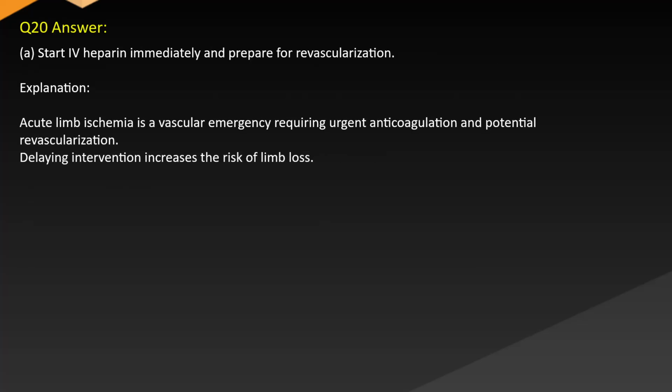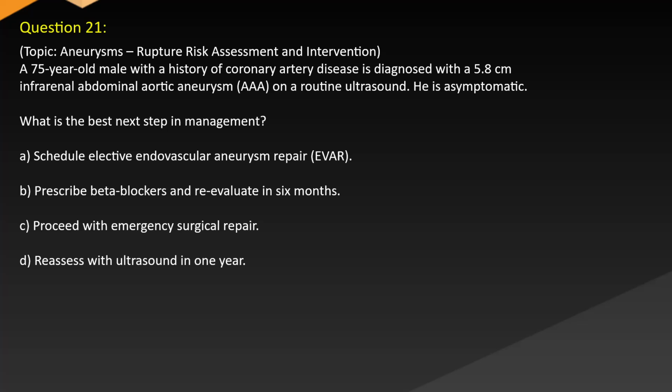Answer: A. Start intravenous heparin immediately and prepare for revascularization. Explanation: acute limb ischemia is a vascular emergency requiring urgent anticoagulation and potential revascularization. Delaying intervention increases the risk of limb loss. Question 21. Topic: Aneurysms. Rupture risk assessment and intervention.